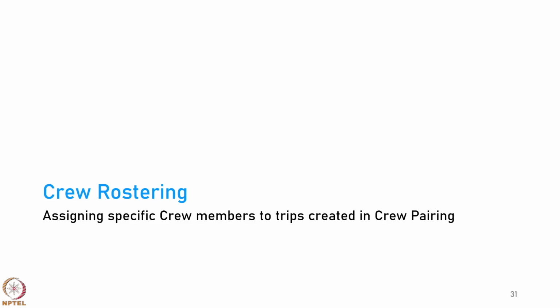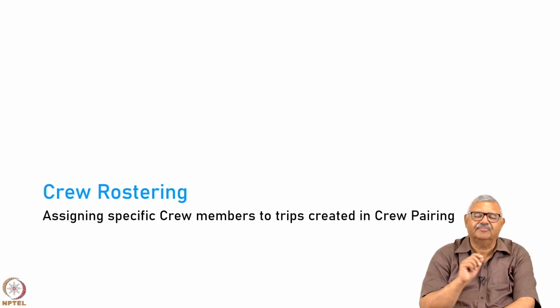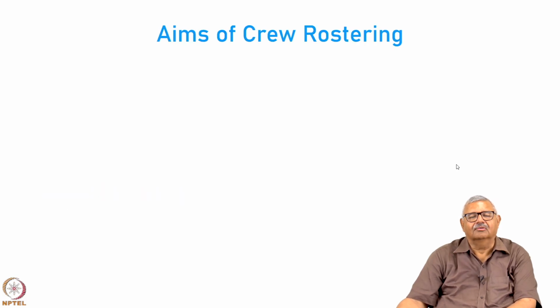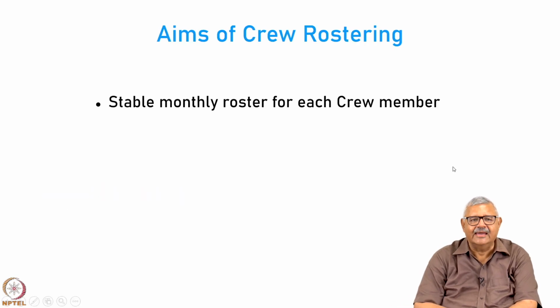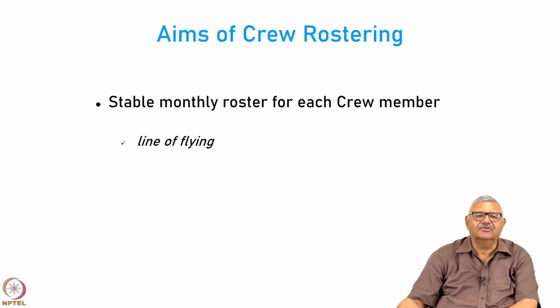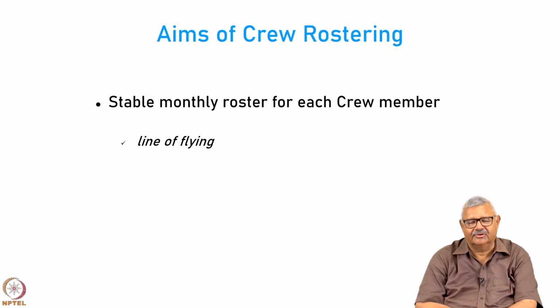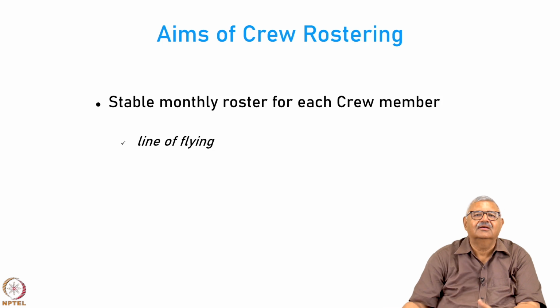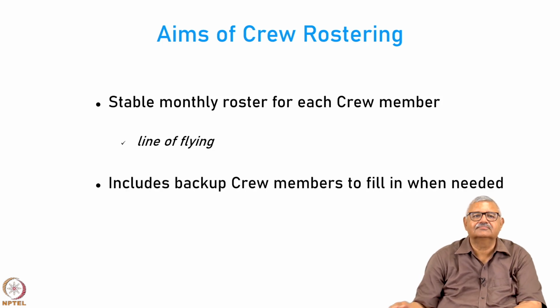We start the second part by looking at crew rostering. In crew rostering, we are assigning specific crew members to the trips which have been created in crew pairing in the initial crew scheduling algorithm. Crew rostering aims at arriving at a stable monthly roster for each crew member. This roster is also called a line of flying for the crew member. So, each crew member gets a list of which flights they will fly in that one particular month.